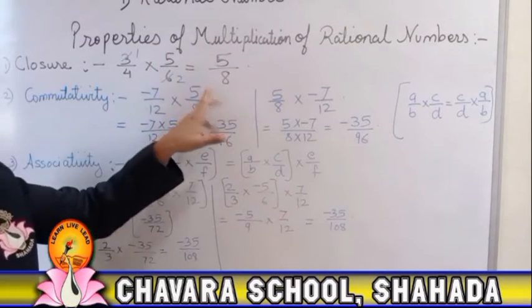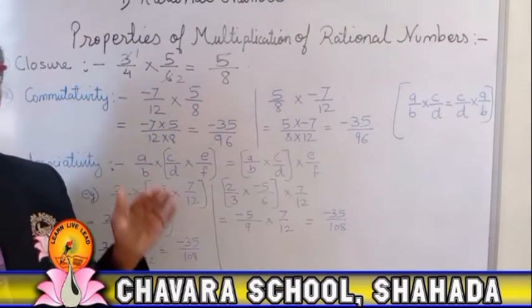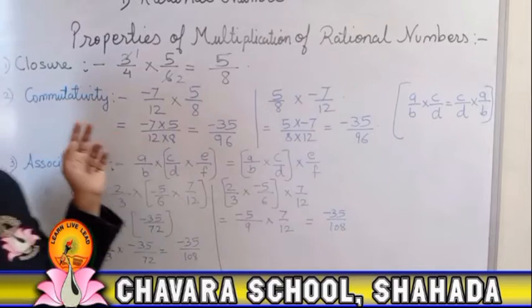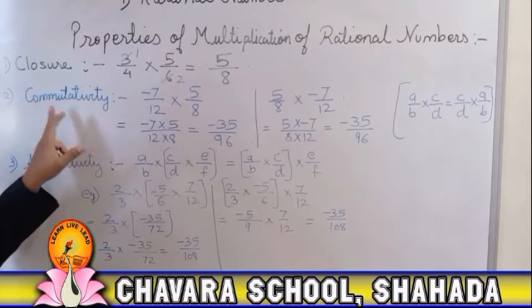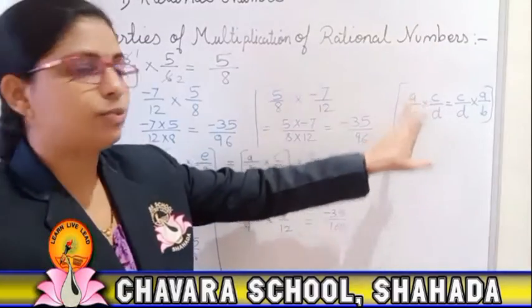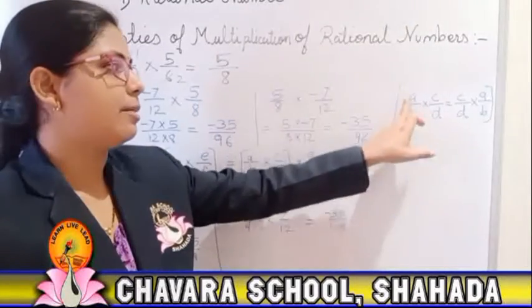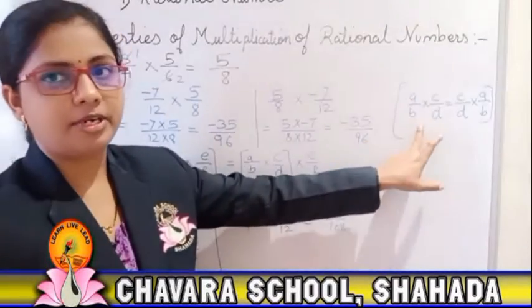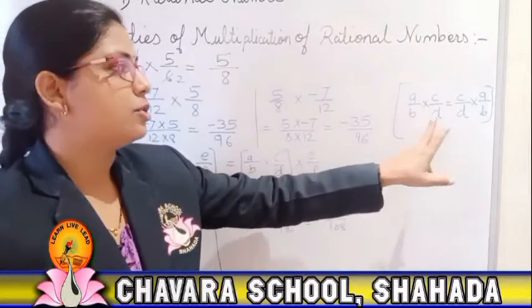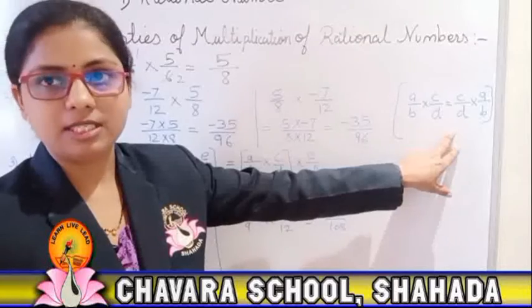So 5 upon 8 is a rational number. This is about the closure property. The next comes the commutativity property. The commutativity property tells us that whenever two rational numbers a upon b and c upon d are multiplied, and if we interchange their places, the answer we get is always equal.